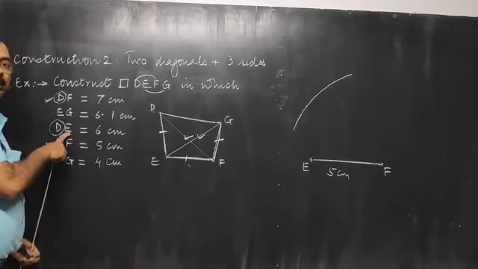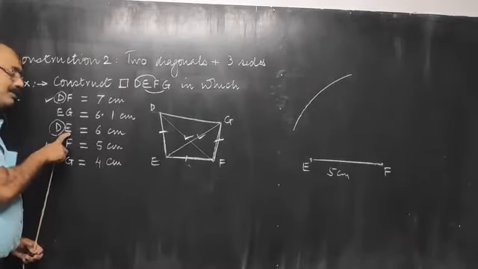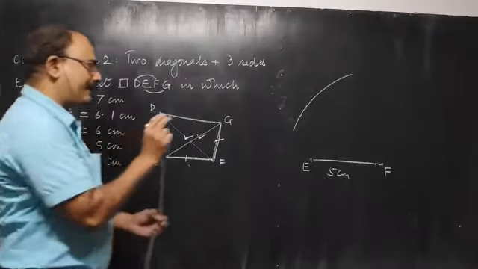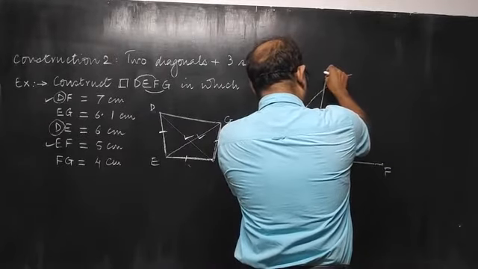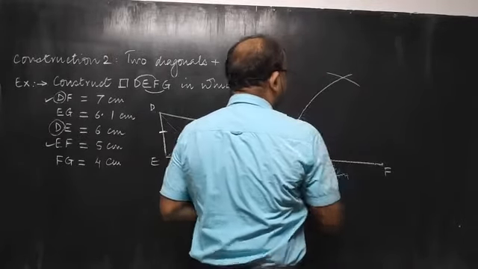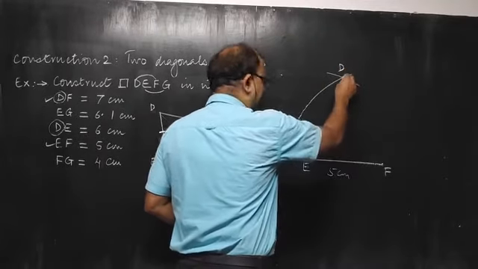My required point is D. In order to get D, I have to draw the arc from E. So from E, whatever radius I have taken, I am going to draw the arc of that length. So this is point D. Join D with E.